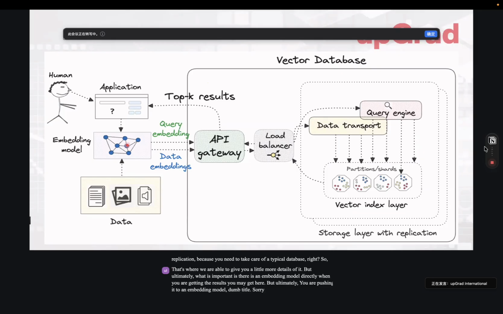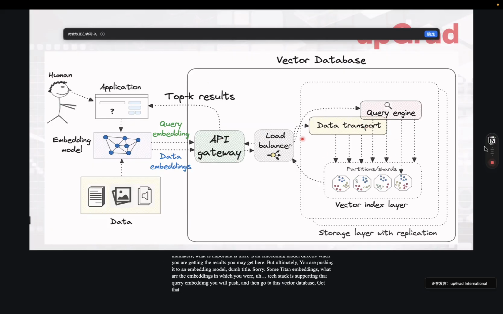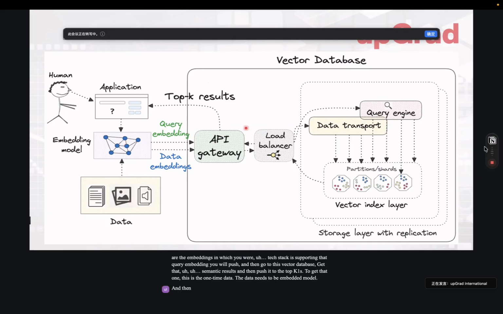Some Titan embeddings. What are the embeddings which your tech stack is supporting? That query embedding you will push and then go to this vector database, get those semantic results, and then push it to the top K ones. To get that one, this is the one-time data. The data needs to go through the embedding model, and then somebody needs to store it, right? That's the reason this data is coming into the picture.